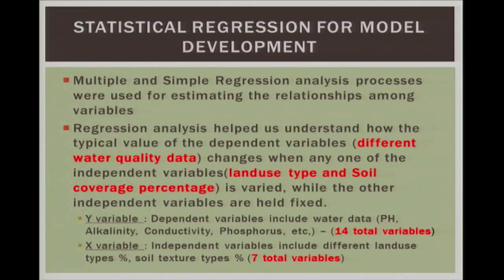And then finally, once we make a table of percentage of all land uses of that particular year for that watershed, and percentage of your soil types, we correlate that with the water quality data we have for that particular time and watershed. I have a table I'll show you. We had 14 total variables like pH, alkalinity, conductivity, phosphorus, all kinds of stuff. And that is the Y variable. Your X variable, which is the independent variable, we get from images or your soil data. So those are percentage of land use types and percentage of soil texture types, 7 variables.